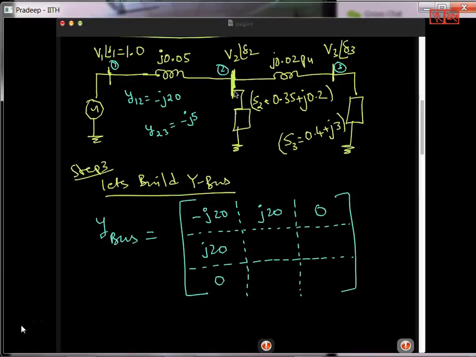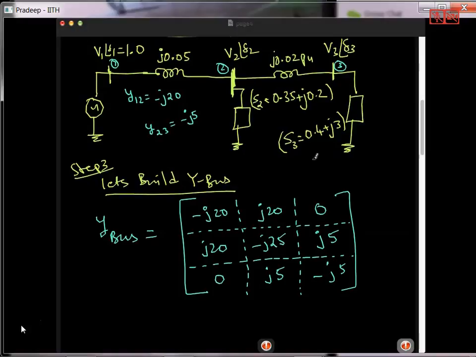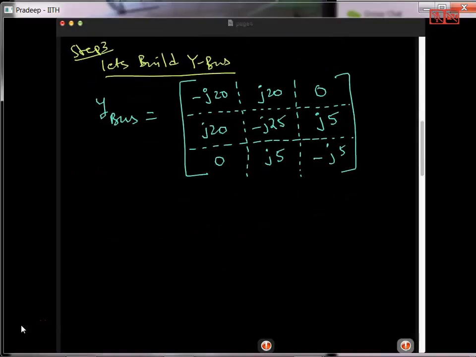Now come to second bus. Between 2 to 3 there is a line. Y23 is minus J5. So this will become J5 and this will become J5 and this will become minus J25. And finally this one you have bus 3 only one line, so this is minus J5. So my Y bus is completed. Okay. Now step 4.